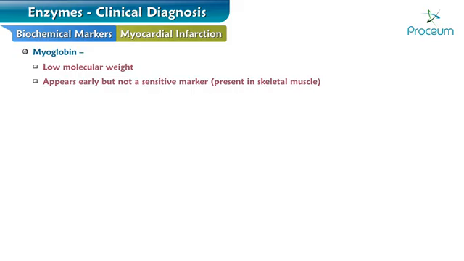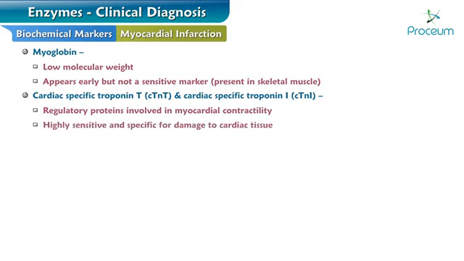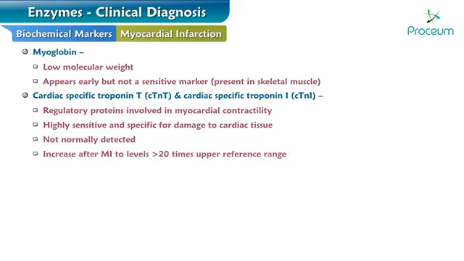present in skeletal muscle. Cardiac-specific troponin T, or CTNT, and cardiac-specific troponin I, or CTNI, are regulatory proteins involved in myocardial contractility. CTNT and CTNI are highly sensitive and specific for damage to cardiac tissue. They are not normally detected in the blood of healthy individuals, but may increase after MI to levels greater than 20 times the upper reference range.